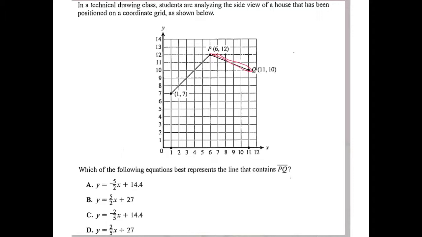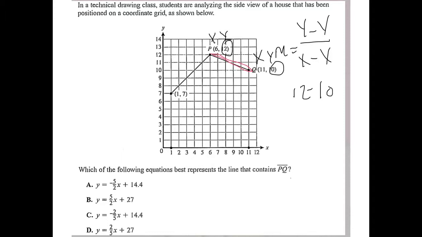I hope you hit pause. Alright, trying to find slope of this line so that we can use point slope formula to figure out the equation of that line. So first step, find slope, and that is our picnic table equation, y minus y over x minus x. Remember, this is xy, xy. So let's subtract. I have a y that's 12 from here, y that's 10 from here, over my x that's 6 and my other x that's 11.